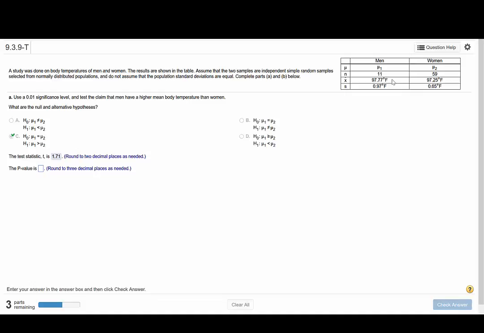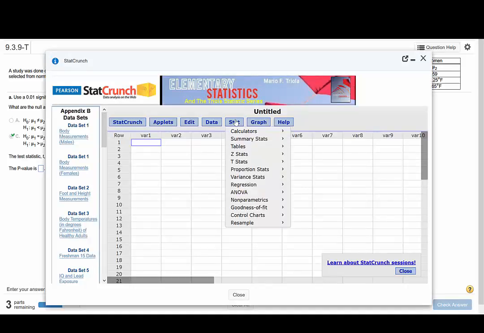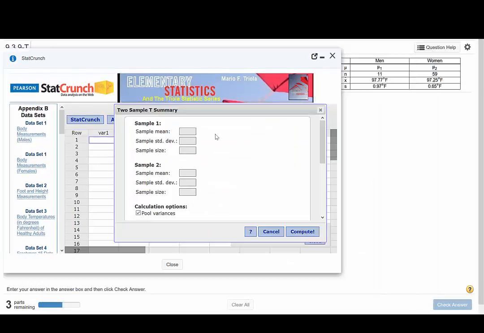So the claim is that men have a higher mean body temperature than women, so mu1 would be bigger than mu2. So if we do this problem in StatCrunch, then we'll click Stat, T Stats, Two Sample with Summary, since we have all of the measures in a table. So sample 1 will be the men, as it is designated here in the table. And the sample mean for group 1 is 97.77.